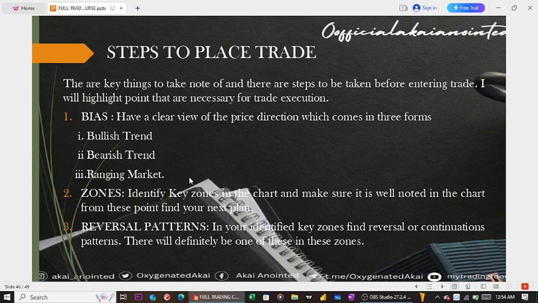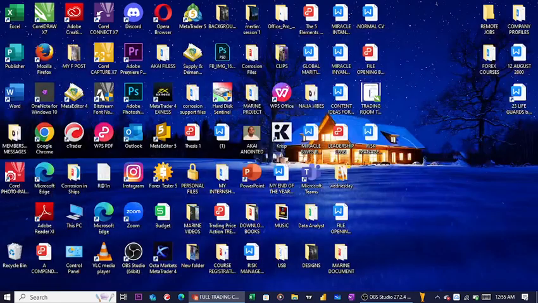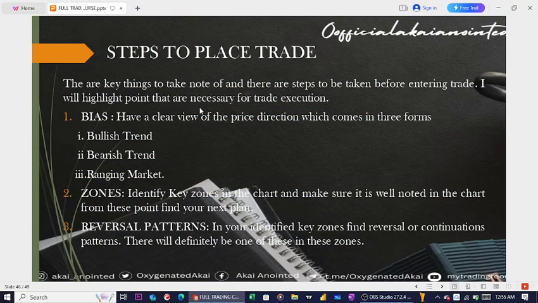Then the second thing to do is that you need zones. You need to understand the zone. You need to understand that price could be bullish, but it doesn't mean that it is in a bullish trend. You understand? Price could be bullish, but it doesn't mean that the market is currently trending bullish. Price could be bearish for a moment. It doesn't mean that it's always going to be bearish. That's how it is. So now you have to identify your zones.